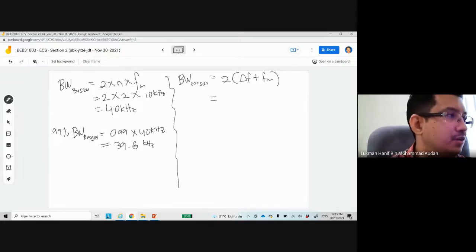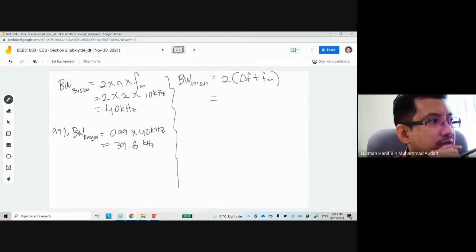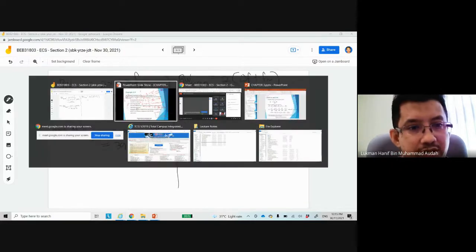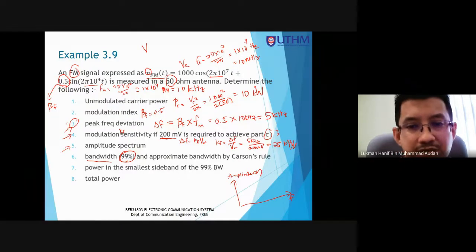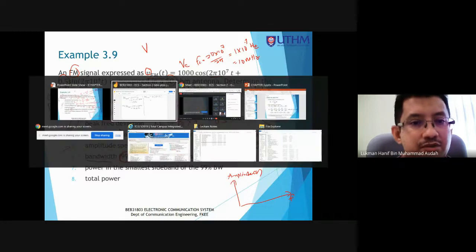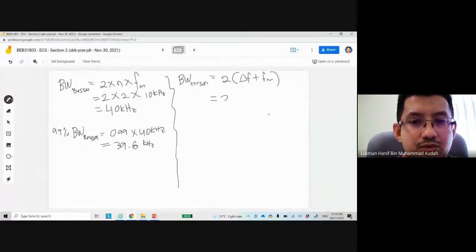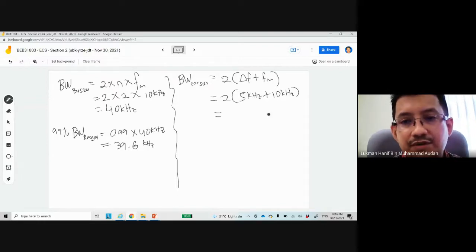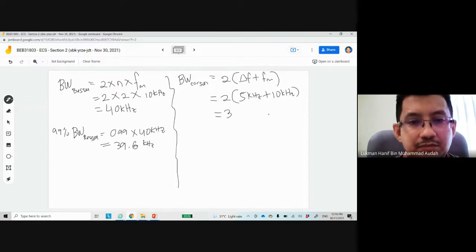Okay. So we already know delta F. Delta F kita dah dapat dalam persamaan sebelum ini. Delta F bersamaan dengan 5K, 5 kilohertz. Okay. So this is 2 times 5 kilohertz plus 10 kilohertz. So this is 15 times 2, so 30.